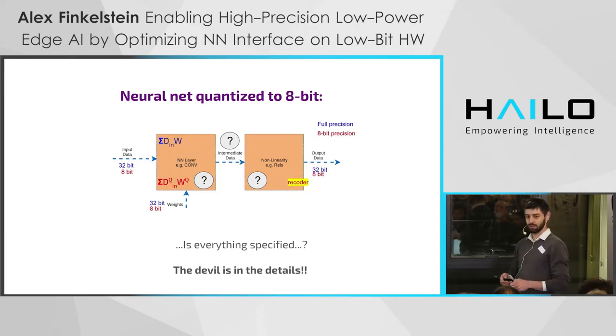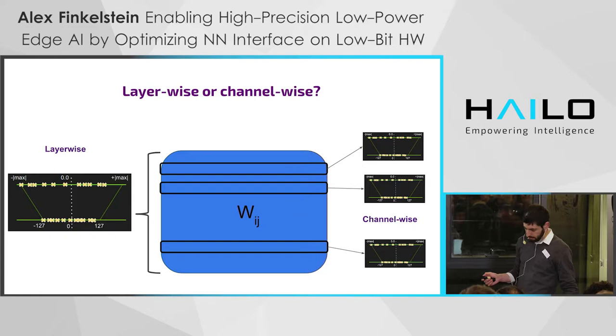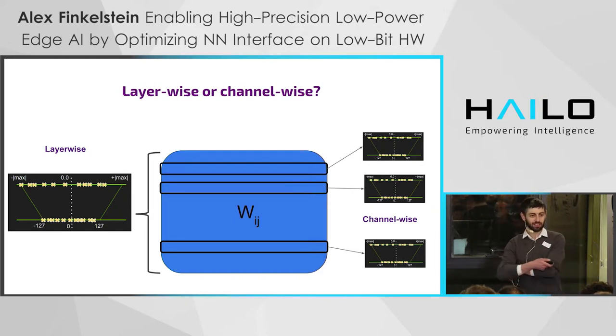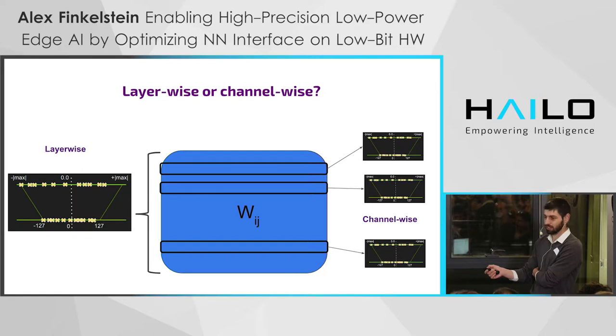So two people can tell you that they do 8-bit quantization, and they will mean completely different things. So for example, one thing that I'd like to focus on is layer-wise or channel-wise quantization. So we talked about the quantization of the weights, right? Finding dynamic range for the weights, but it can mean two different things. One, a simple one, is to find one dynamic range for the whole matrix, and that's the layer-wise quantization, which means that for each layer you find a different range, obviously, but it's a single dynamic range for all of the parts, the channels of this layer.